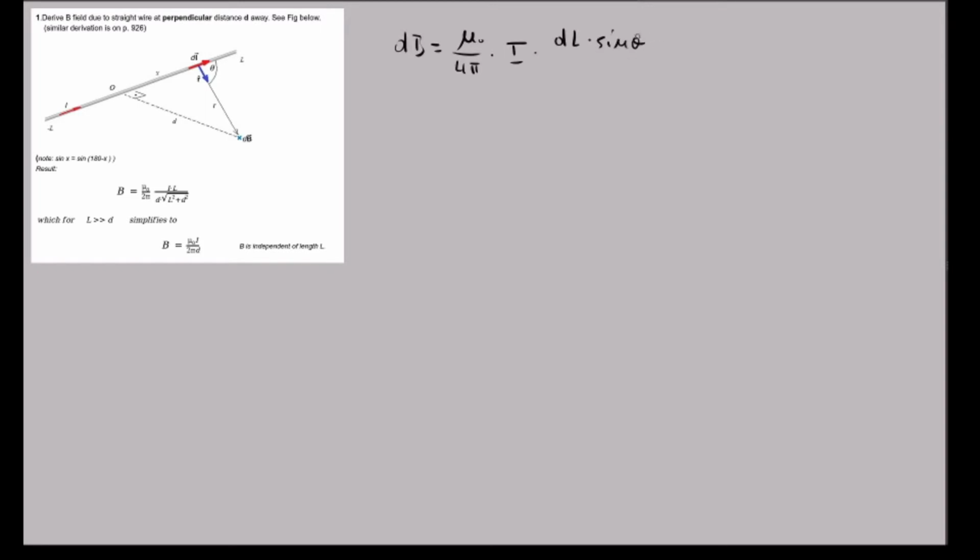And remember that this angle theta is the angle between dl and r, where r always points from dl to the point of interest, and this is divided by r squared. Okay, so we have this. The current I is considered to be constant, so this is a constant. Keep that in mind.